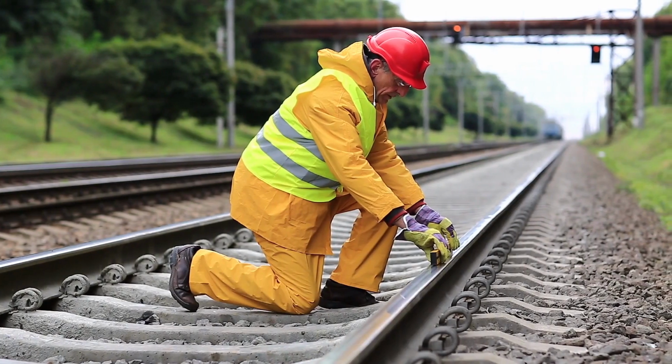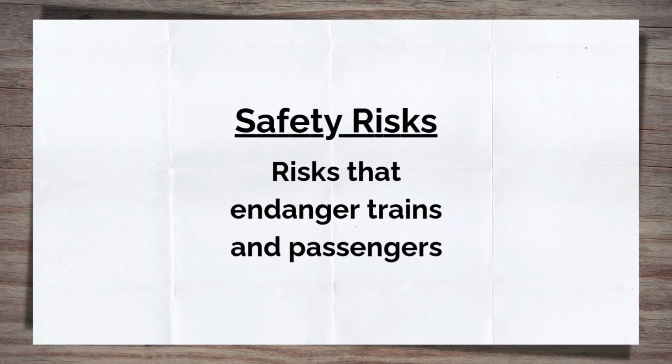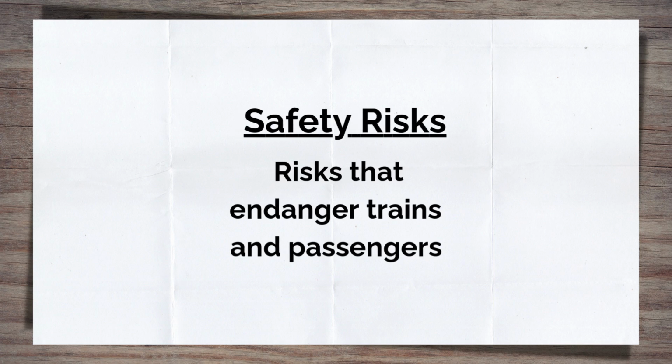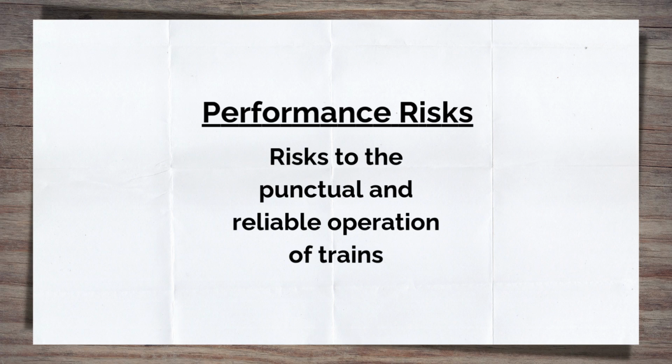In railway maintenance, there are 2 primary categories of risk. First, safety risks. Likely the type that comes to mind first. This refers to risks that can endanger the safety of trains and passengers. Then, there are performance risks, which are risks to the punctual and reliable operation of the train service, such as signal or point failures. While systems may prevent these issues from posing direct safety hazards, they can still result in delays or cancellations.